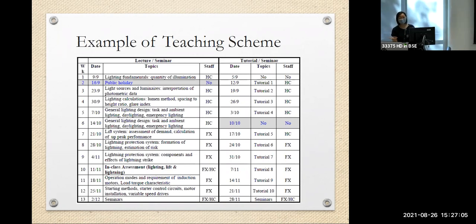Oh, and of course, it depends on the subject seminars. So maybe one subject seminar needs you to attend the tutorial in week 1, and some do not. So refer to the teaching scheme for all the teaching activities. Okay.